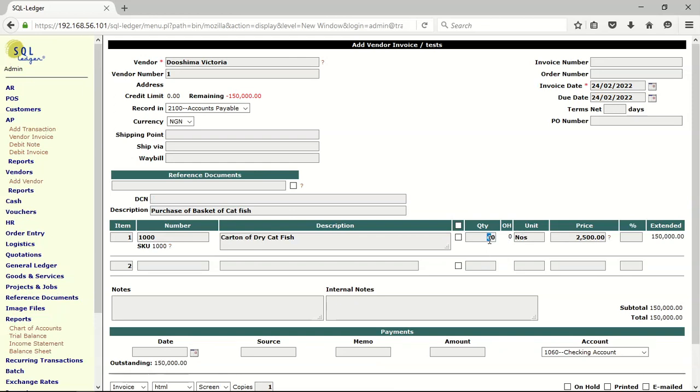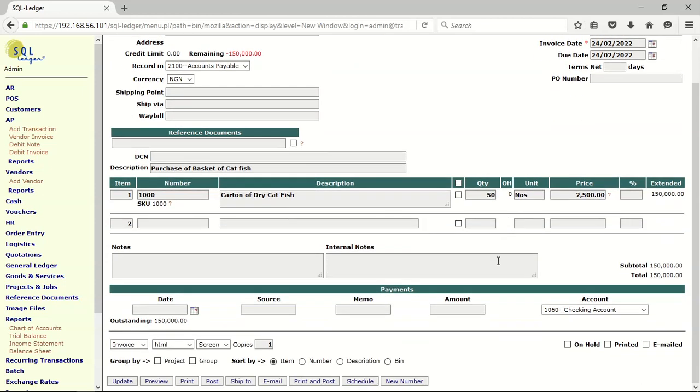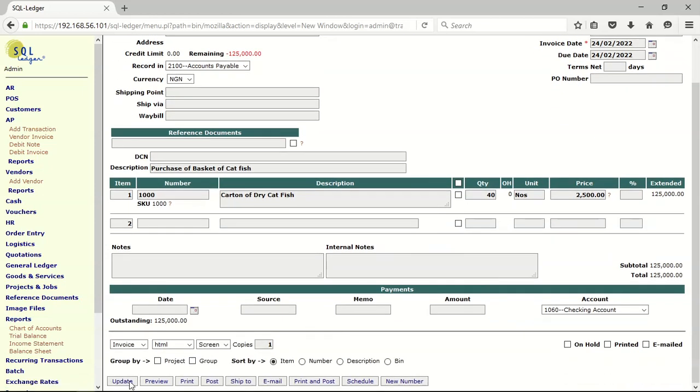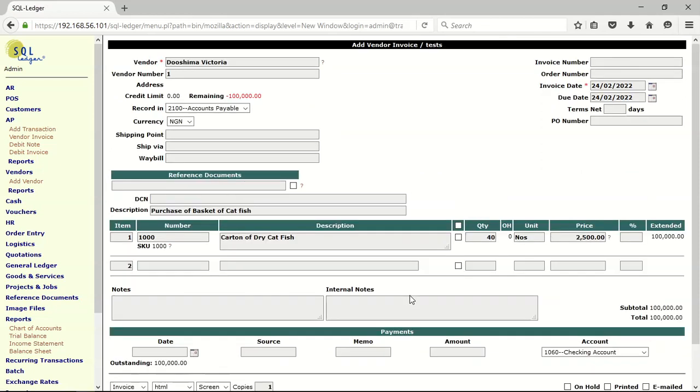Let's say she buys 40, no, 50. When you update now, you can see the money is still plenty, not small. You can't buy that one. Okay, let's lower it and come down.